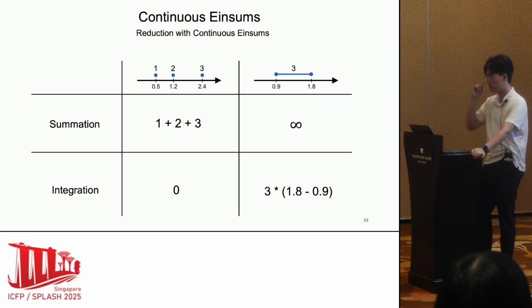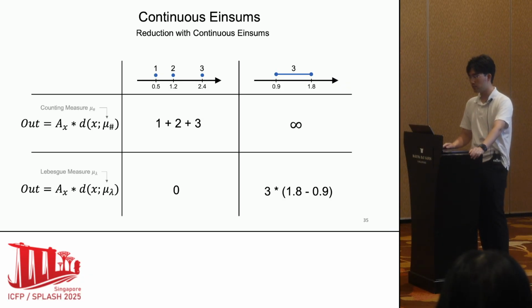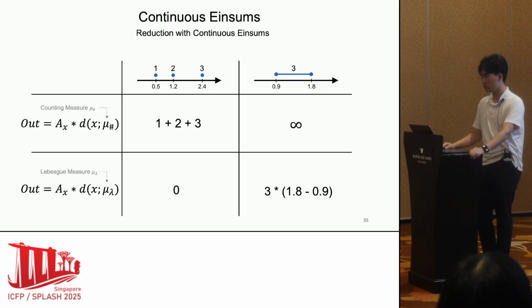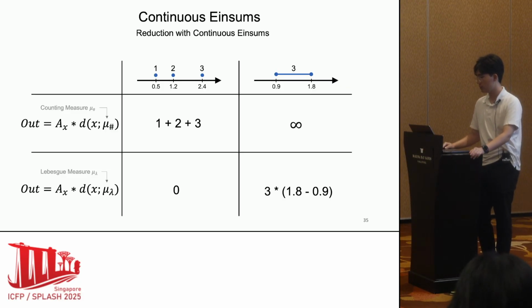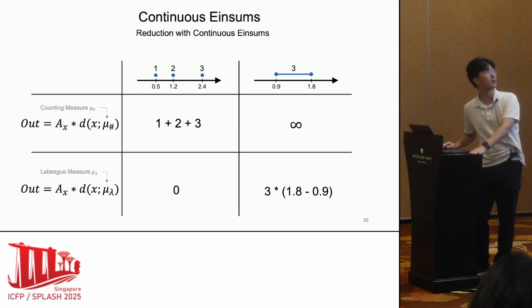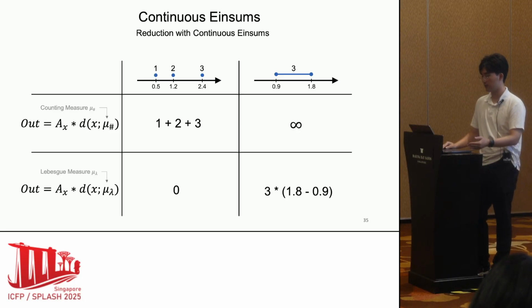So in our language, we need to distinguish between these two reduction modes, summation versus integration, depending on what the user actually needs. So in our Einsum, we designed to let the user explicitly specify which measures to use for each reduction variable. If you want summation, the user should mark that variable with the counting measure mu sharp. And if you want integration, you mark it with a Lebesgue measure mu lambda. So in other words, you can think the measure acts like a signal that tells the compiler how to reduce along that axis.